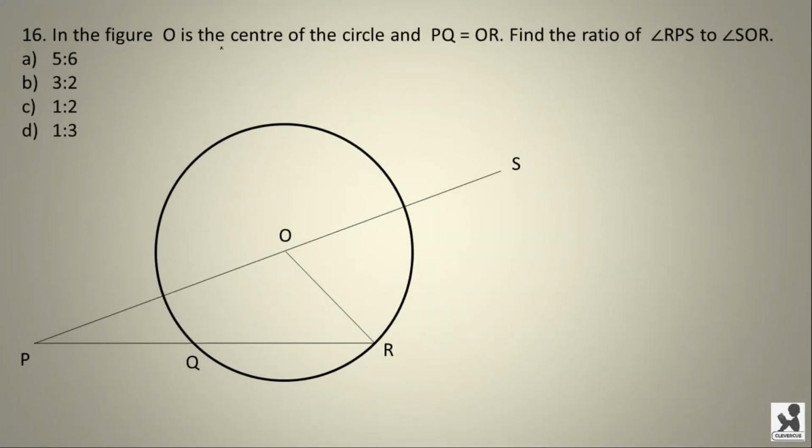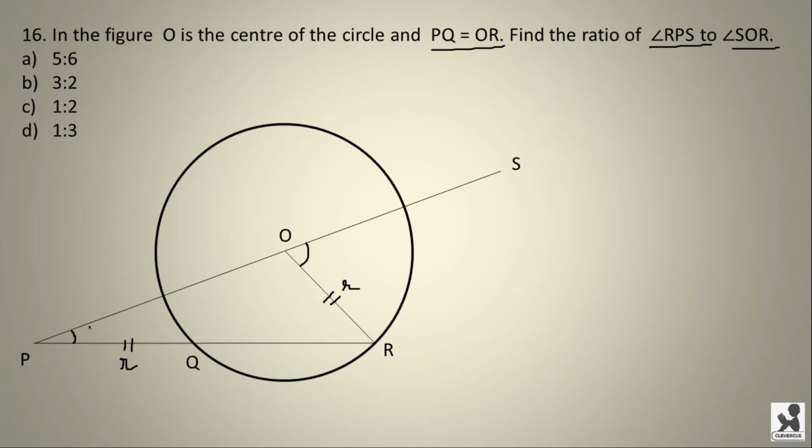In the figure, O is the center of the circle and PQ is equal to OR. PQ is equal to OR. Here we can see that OR is the radius, and so PQ is also equal to the radius. Find the ratio of angle RPS to angle SOR.